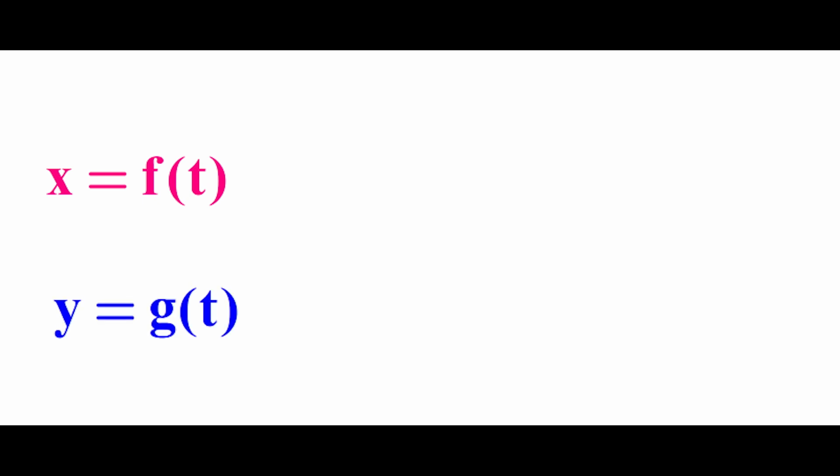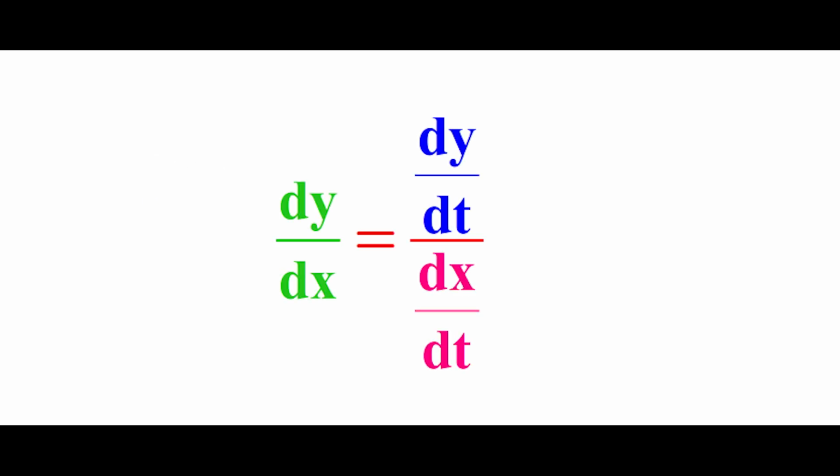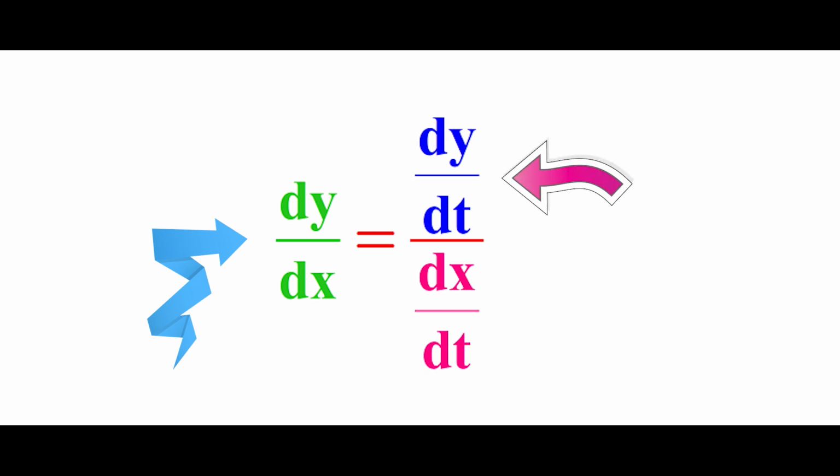For example, suppose we have x equals f of t and y equals g of t. Here, both x and y depend on the parameter t. Now the question is, how can we find dy/dx? To do this, we use the following formula. dy/dx equals dy/dt over dx/dt. In words, we say the derivative of y with respect to x equals the derivative of y with respect to t divided by the derivative of x with respect to t.